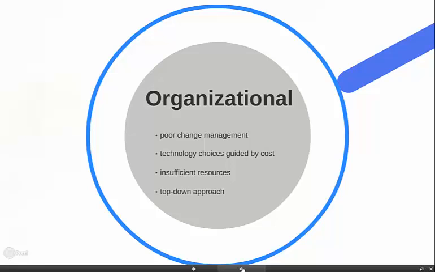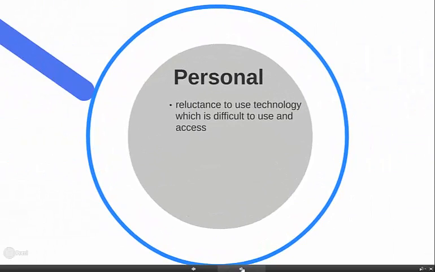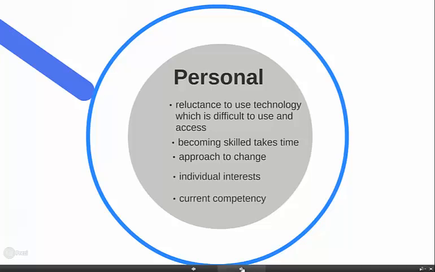as major organisational barriers to technology adoption in schools. These organisational barriers directly influence the personal barrier of lack of time, as teachers are reluctant to use technology which is difficult to use and access. Other personal barriers identified in the research include the time it takes to become skilled, that teachers approach change differently, they have individual interests, and they have different levels of competency.